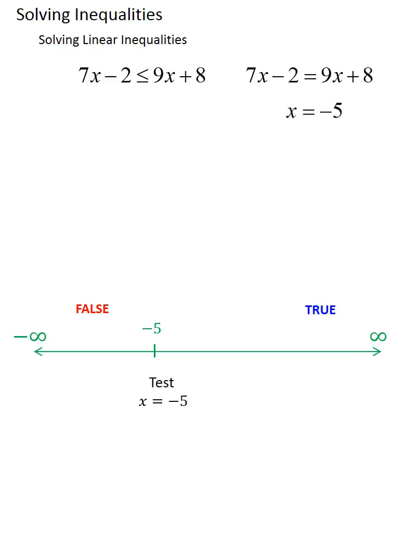Let's test. I didn't show the algebra, but when you plug -5 into the original inequality, you get this statement. And that statement turns out to be true. Any number is less than or equal to itself by virtue of the fact that it's equal to itself. So now we know that the original inequality is true when x is -5 and when x is anything bigger than -5. So if x is any number in this pink area, our original inequality is true.